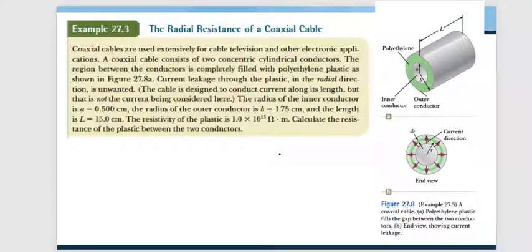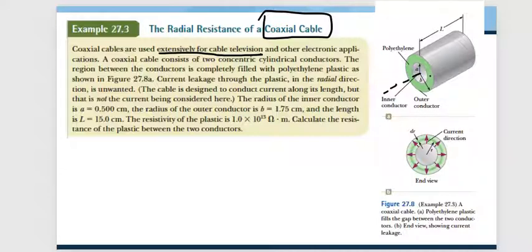Now let's look at this example, which is from your textbook. You can again pause the video and read the question before we solve. We have a coaxial cable. It is extensively used for cable television. Coaxial means same axis. They share the axis. In this case, you have two circular cylinders. If you look at this diagram, there's a cylinder outside, there's a cylinder inside. They have the same axis which passes through the center. That's why coaxial.